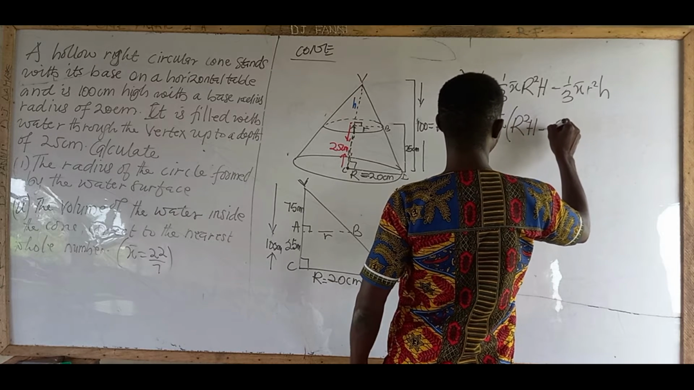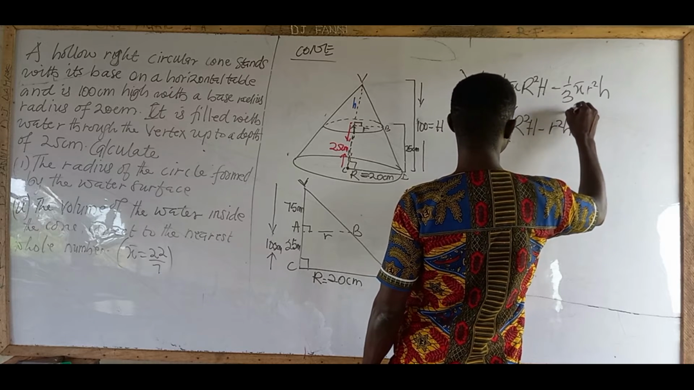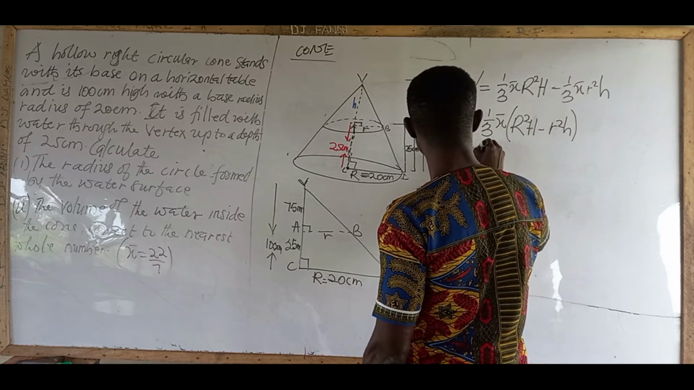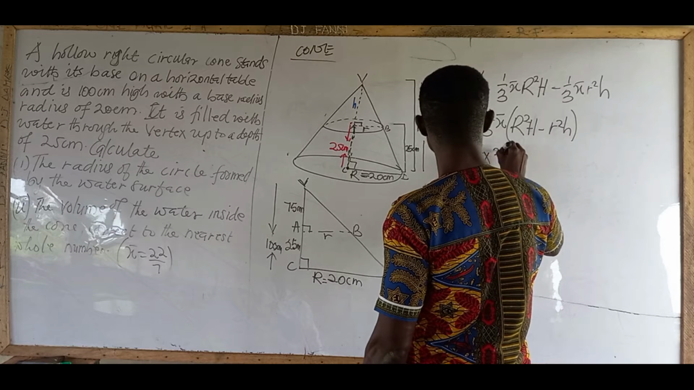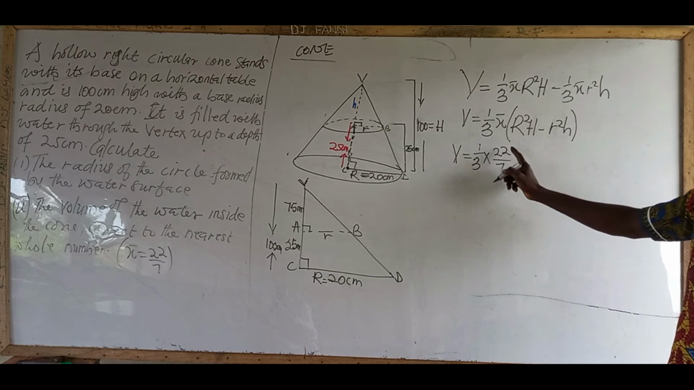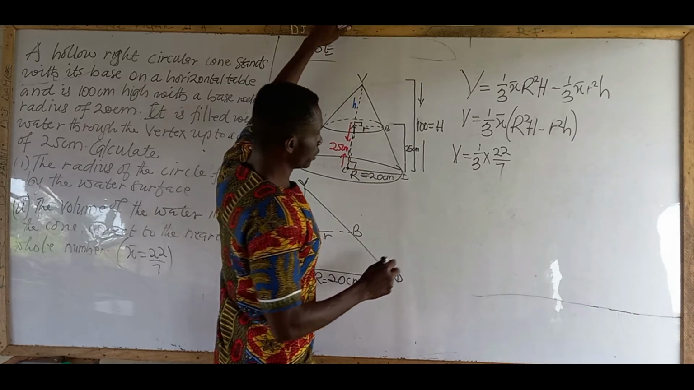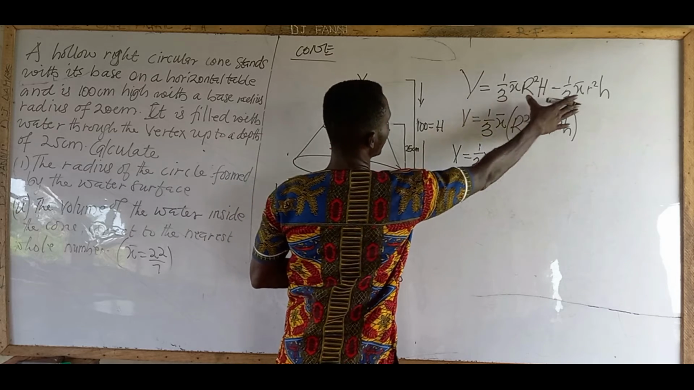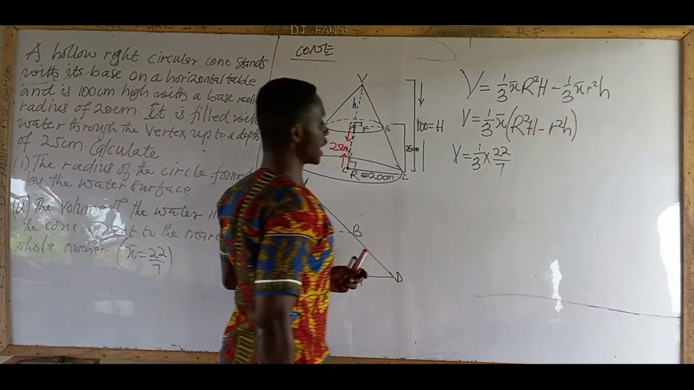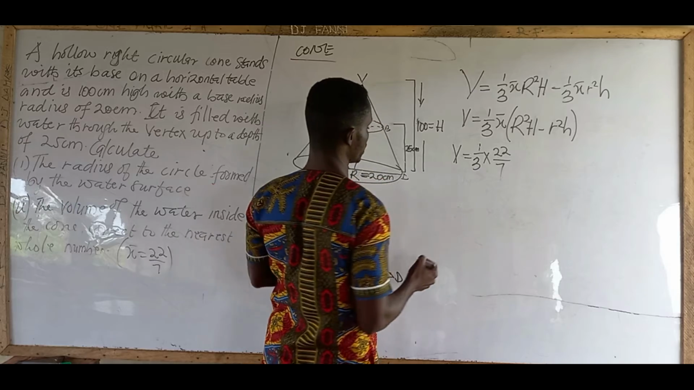minus small r squared h. This is what we have. So V is equal to 1/3 times 22/7. Let me stand here so that you can see properly. I factorize 1/3 pi from both sides, and I have this. That's the explanation, and pi is 22/7, given the question.